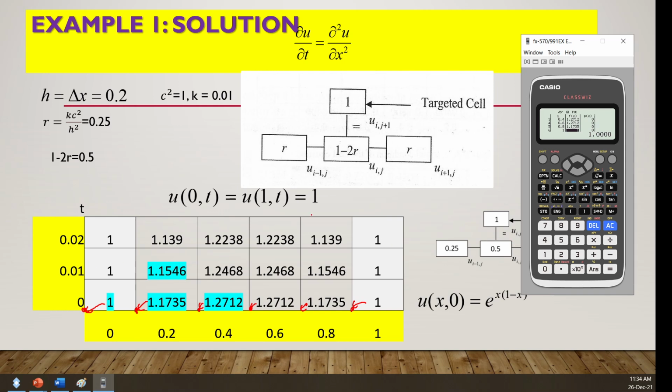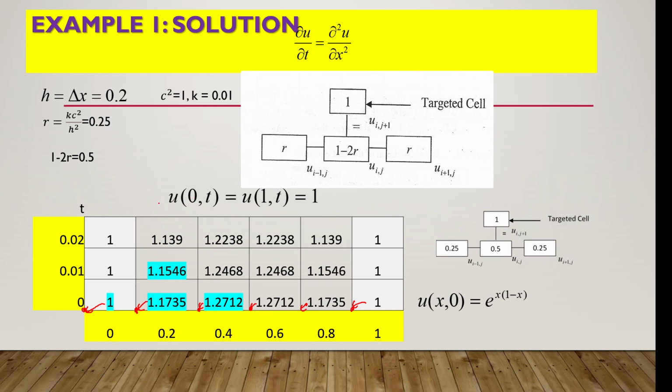After that you have u(0,t), which means x0. So x0 is here, and u(0,t) equals 1. That's why all the left boundary are 1. u(1,t) equals 1. After you draw the grid, x 0, 0.2, 0.4, 0.6, 0.8, 1, t 0, 0.01, 0.02, you put in the initial condition and the boundary condition. This may be your steps: step 1 you draw the grid, step 2 you put in the initial condition, step 3 you put in the boundary condition.